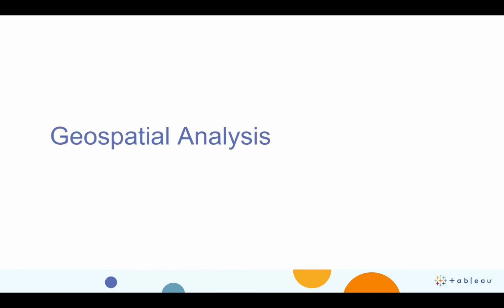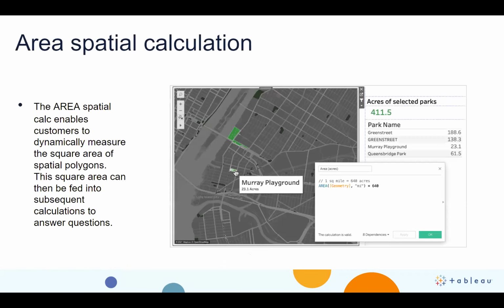We've also added some new geospatial analysis components, which I think you're going to be really excited about. One of them is the area spatial calculation. If you've ever tried to calculate the square area of a polygon in previous versions of Tableau, it's impossible, right? Now there's a new area spatial calc that enables customers to dynamically measure the square area of spatial polygons. And this area can be fed into subsequent calculations to answer other questions.